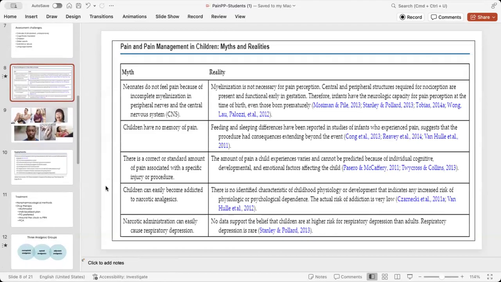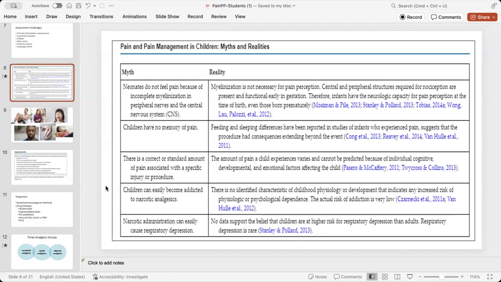All right. Some other things to think about. It used to be the thought that children didn't feel pain, that infants didn't feel pain. Now it is, if an adult has that pain, children have that pain. So yes, neonates and children are going to have pain. Then there are myths that they have no memory of pain. Sometimes they say pain can be more chronic.